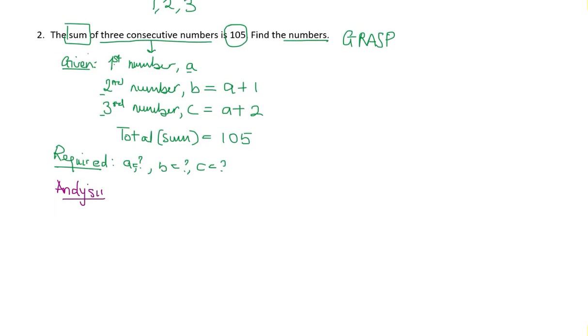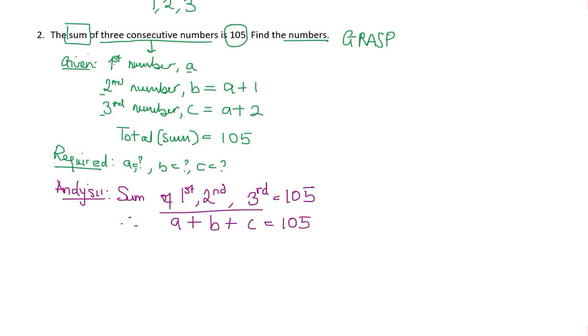Based on the question and the given, we know that to determine the sum, we write the sum of the first, second, and third, and this is equal to 105. Which means that if we add A to B and add that to C, this is equal to 105. And since we know this particular fact, we can perform our next step, which is to solve.